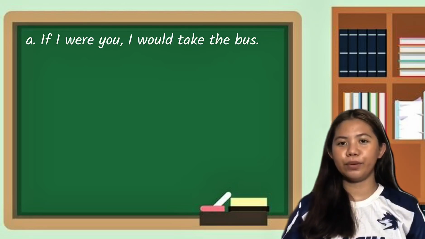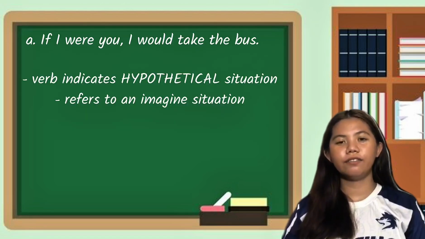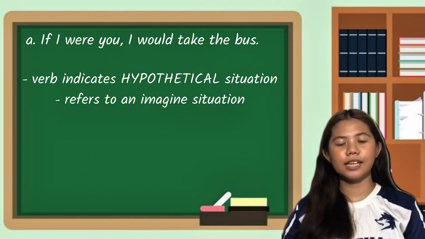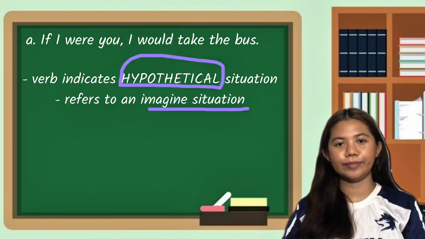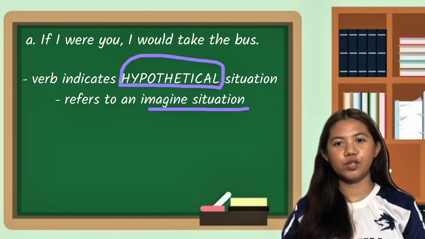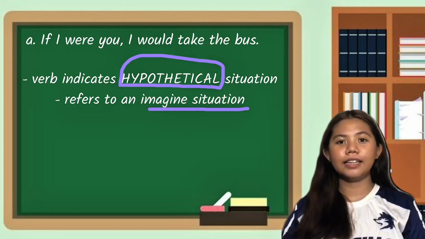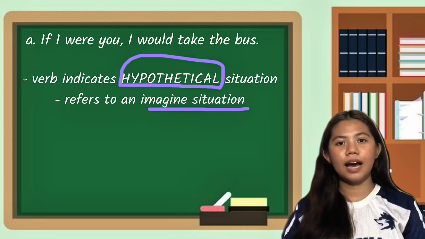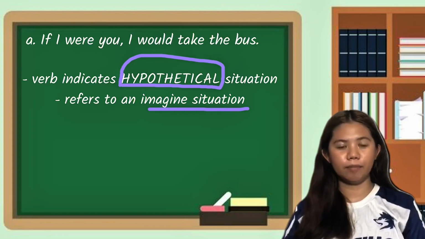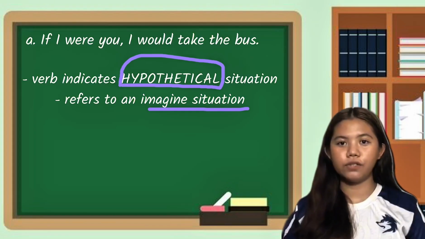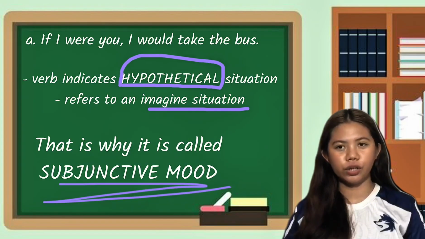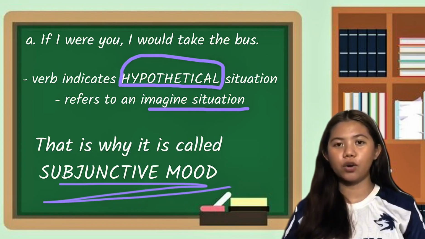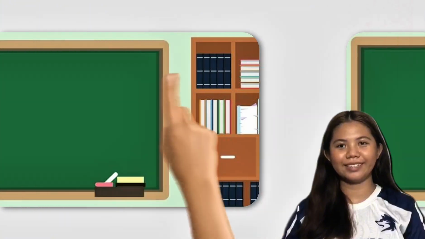Observe this example. Here, the verb of this sentence indicates hypothetical situation. By hypothetical situation, it means that it refers to an imagined situation. Simply, I cannot be with you now to take the bus. So this verb shows an imaginary situation, so that is why it is called a subjunctive mood.